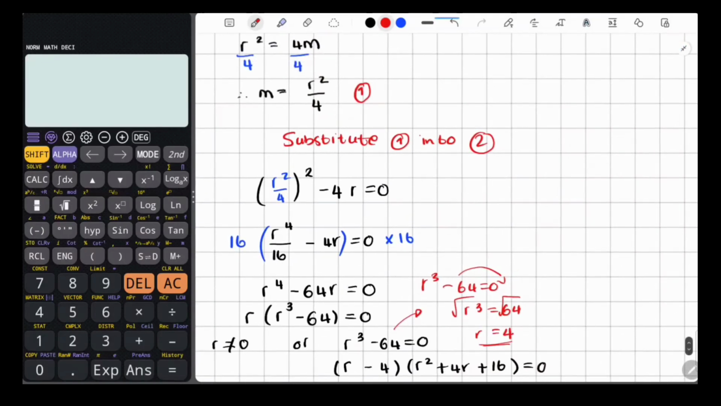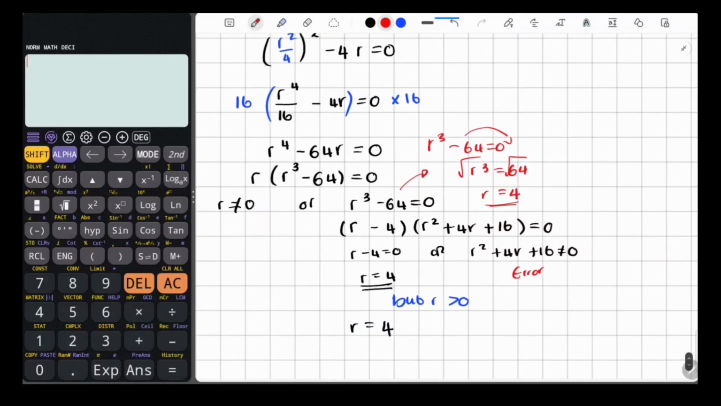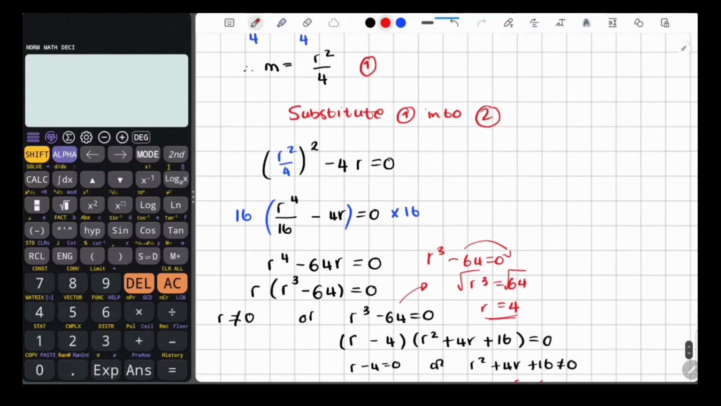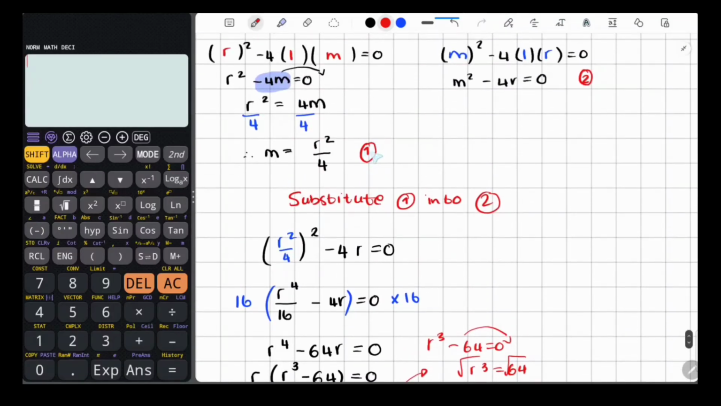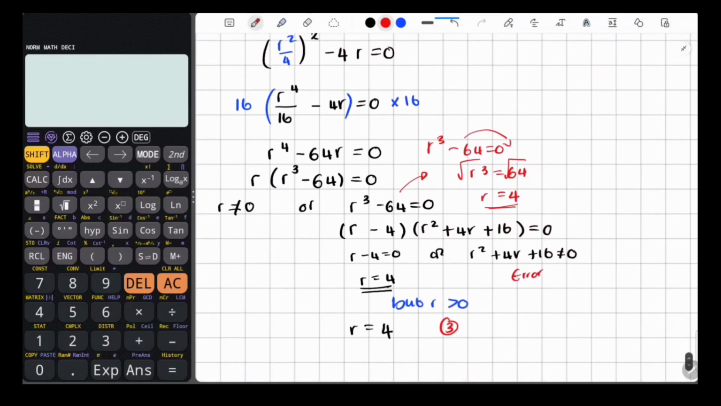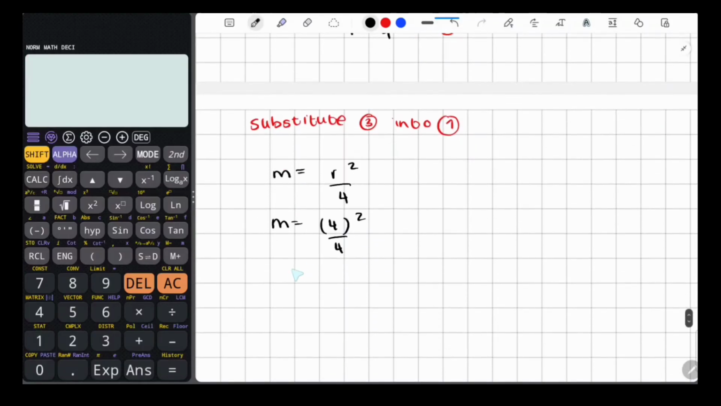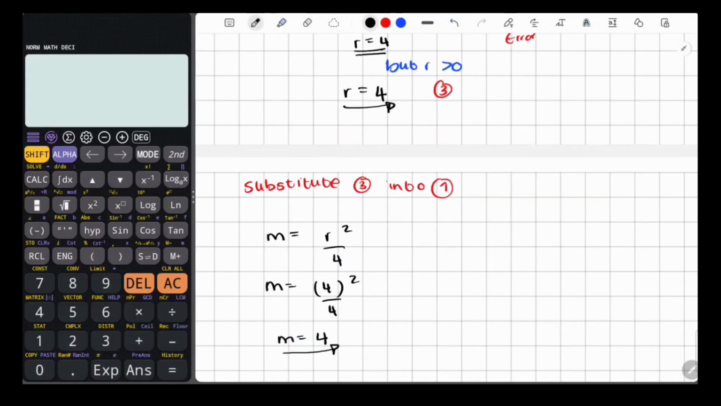So since we have this now, we had our equation 1 and 2. This will be our equation 3. So we found r. Since we have now our equation 3, we can go ahead and substitute it so that we can find m. So which equation had m as a subject? You see, equation 1 had m as a subject. So we can substitute 3 into 1. So putting 3 into 1, m is now equal to, r is 4, so 4 squared over 4. And so m is equal to 4 squared, which gives you 16. 16 divided by 4 is just 4. So m and r have the same value.